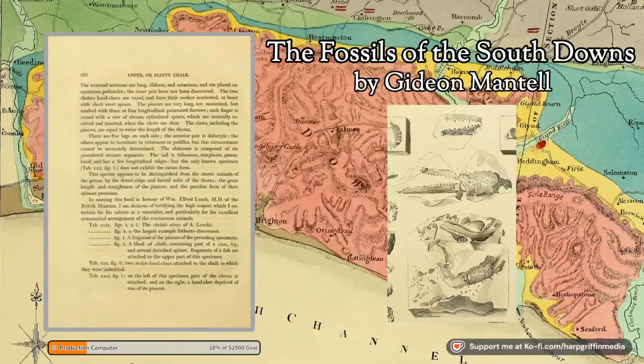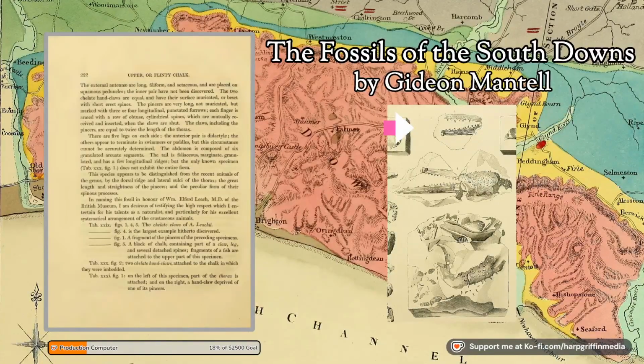This species appears to be distinguished from the recent animals of the genus by the dorsal ridge and lateral sulci of the thorax, the great length and straightness of the pincers, and the peculiar form of their spinous processes. In naming this fossil in honor of William Elford Leach, M.D. of the British Museum, I am desirous of testifying the high respect which I entertain for his talents as a naturalist, and particularly for his excellent systematical arrangement of the crustaceous animals.